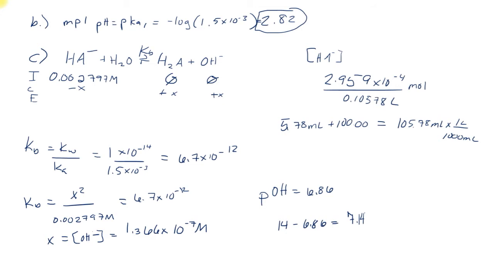And I think most people are probably going to go on to D at this point. We do expect an increase because we've added base, right? So then in D, this is midpoint 2. So the pH is going to equal pKa2. And I forgot what it was already. 2.0 times 10 to the negative 6.